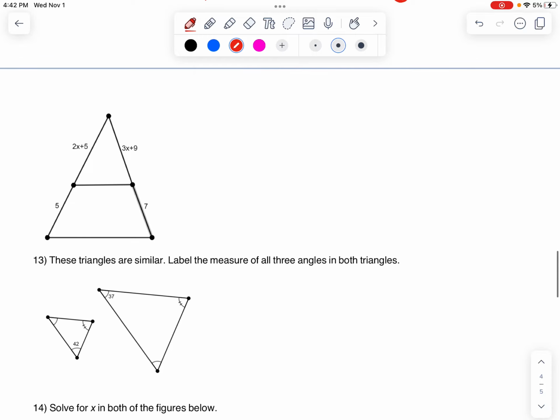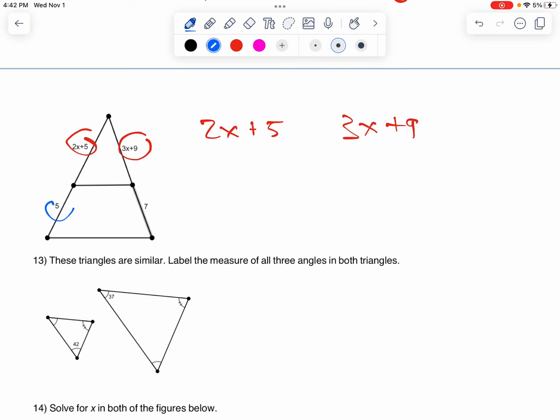This one, same idea, just a bit more algebra. So we're gonna do top 2x plus 5. The top of this one is 3x plus 9. The bottom of this is 5. The bottom of this is 7. And so it's top divided by bottom. That divided by that, that divided by that. Okay, now let the algebra fun begin.